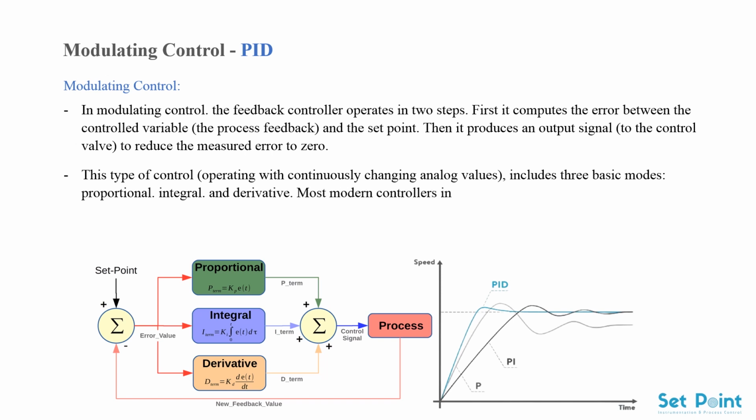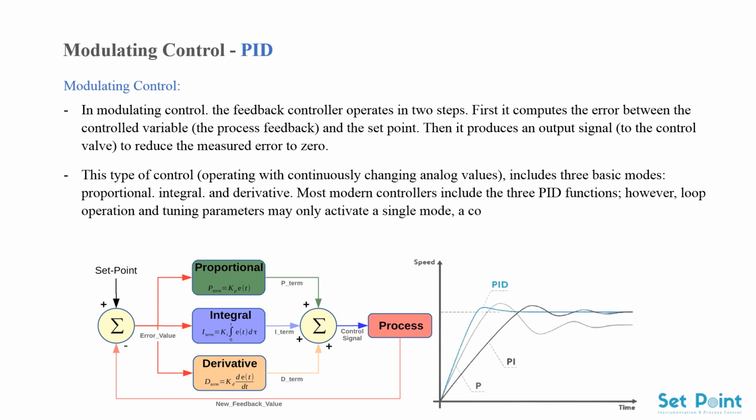Most modern controllers include the three PID functions. However, loop operation and tuning parameters may only activate a single mode, a combination of two modes, or a combination of all three modes.